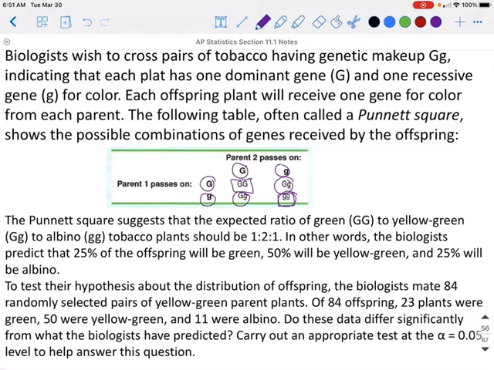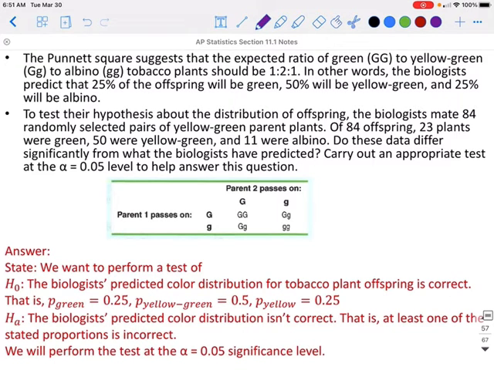Carry out an appropriate test at the alpha equals 0.05 level to help answer this question. So once again, we're going to start with our state. In the state, you need to tell us the hypotheses and then the significance level. So we want to perform a test of the null hypothesis: the biologist's predicted color distributions for the tobacco plant offspring is correct.